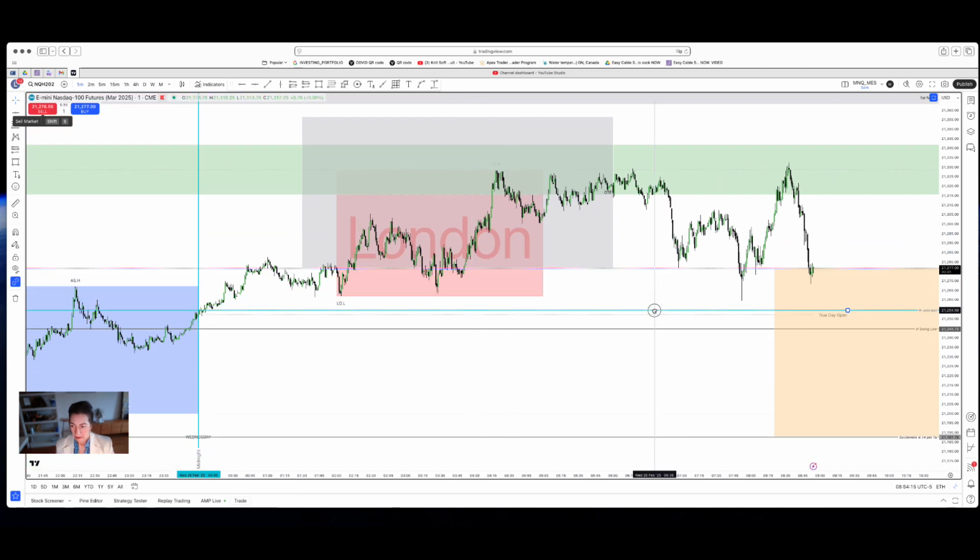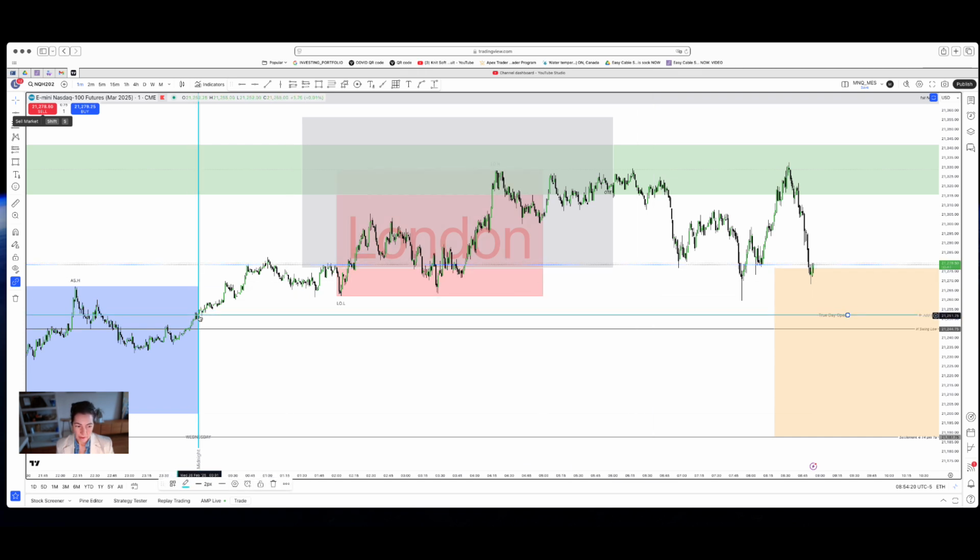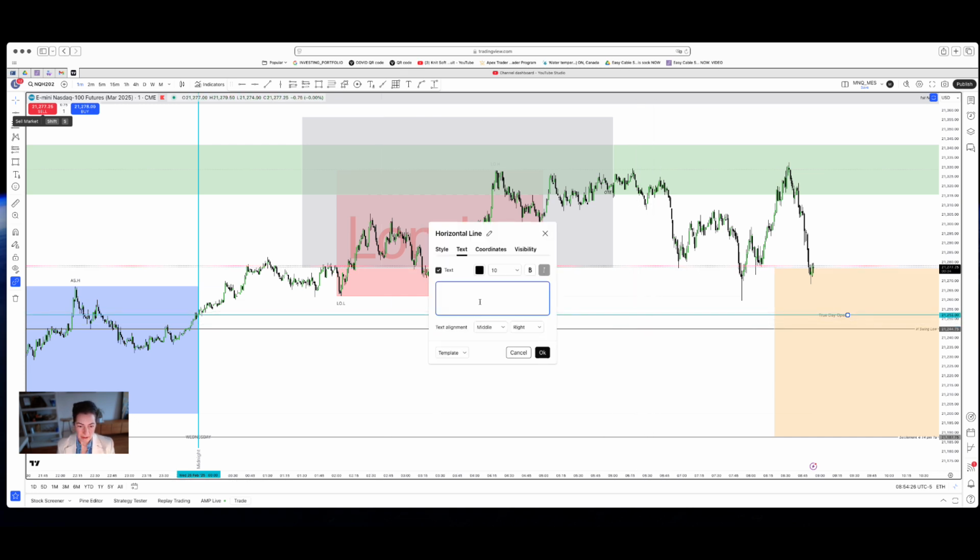And here is my opening. It's the true day open, or you can just look for the first candle at midnight that opened, and that's the starting price. So that's my true day open. I'll mark that as midnight.